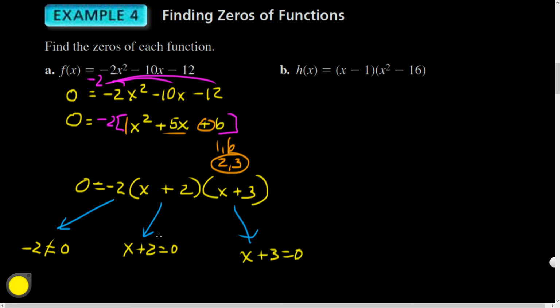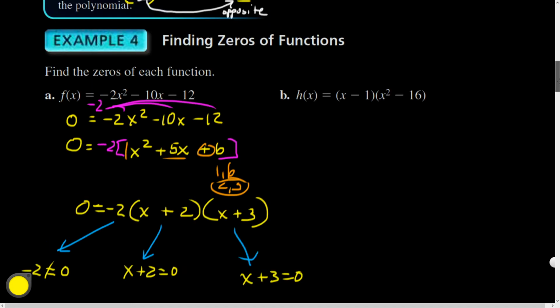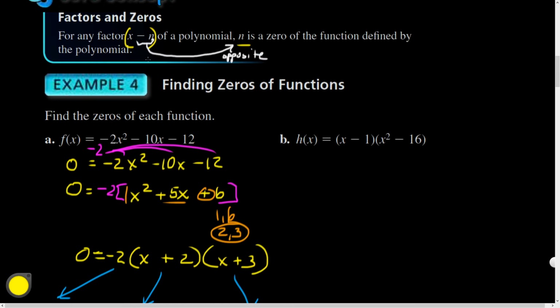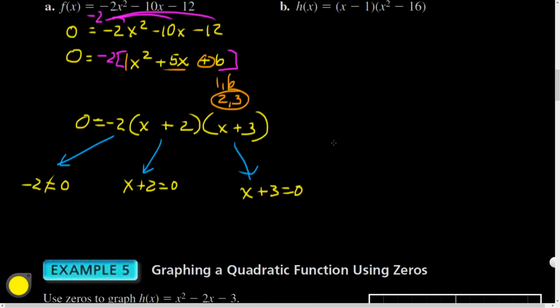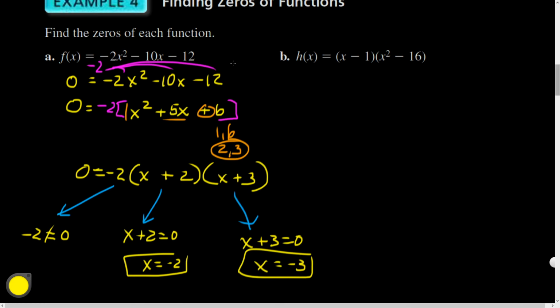And actually, you don't even have to do this. We could have just used our new little property that as long as the number in front of the x is a regular 1, right? If this said like 3x plus 2, I can't just opposite the constant. But in this case, I can just opposite these things, and I would have gotten x equals negative 2 and x equals negative 3. And so those are the zeros of this function.